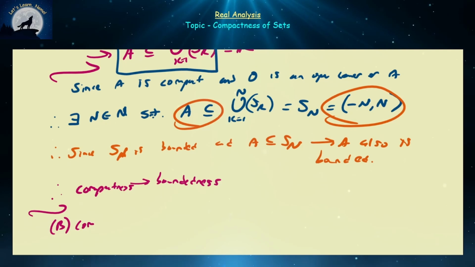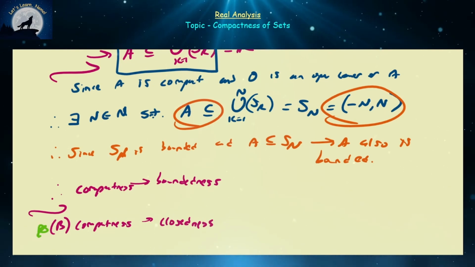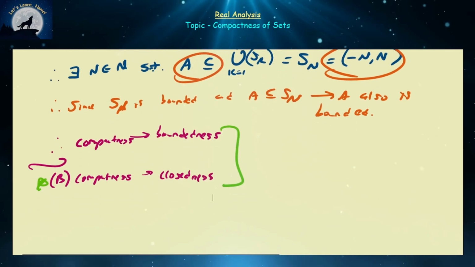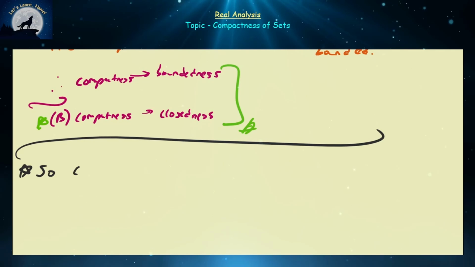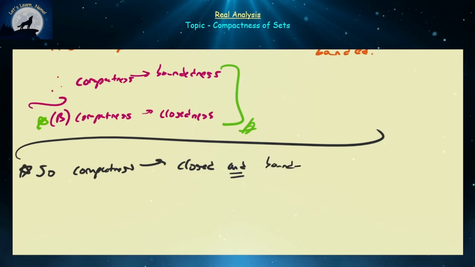And obviously, the theorem states that compactness also implies closedness, and I will leave this for you to practice on. So if compactness implies boundedness and compactness implies closedness without the reliance on boundedness, that means compactness implies both of them simultaneously, right? So that's actually a very beautiful result. So compactness implies closed and bounded, right?